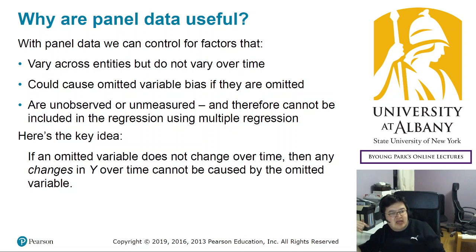Even if we do not observe that, we can see that from the data. From the observations, we can guess Tesla is something different. So there may be some factors that vary across entities but do not vary over time. There must be some factor specific to Tesla, a factor specific to Amazon, a factor specific to Microsoft. They have their own characteristics, but it does not change over time. It's quite persistent over time.